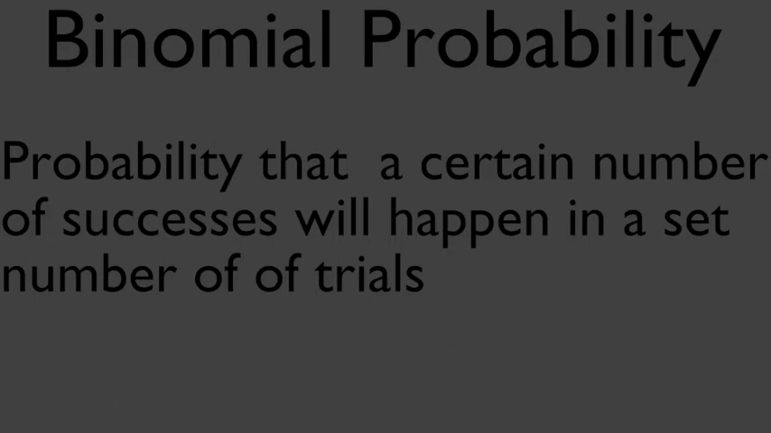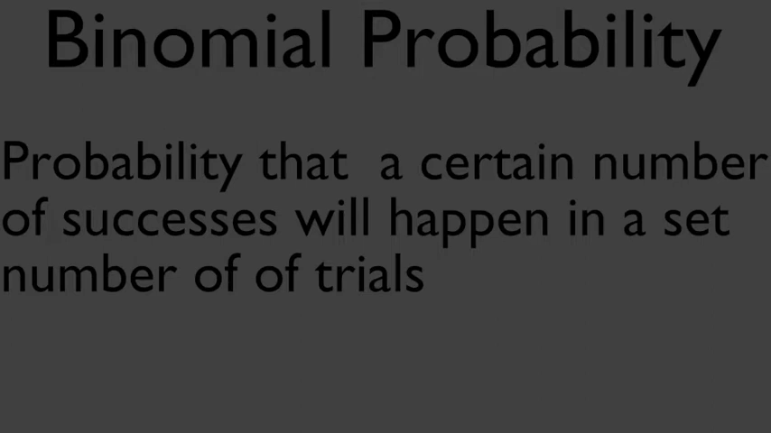Binomial probability is a measure of the probability that a certain number of successes will happen in a set number of trials. So what we're going to do is perform an experiment a set number of times, and we're going to count how many times we're successful in that.